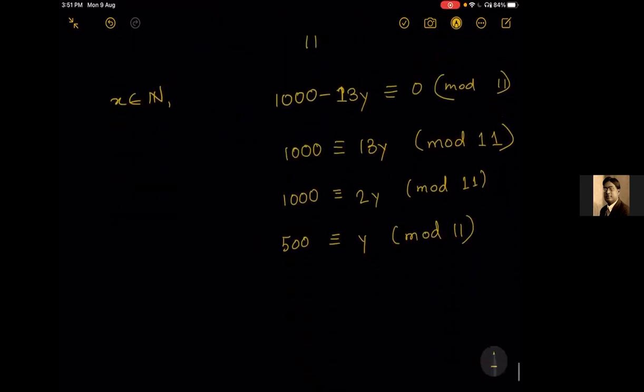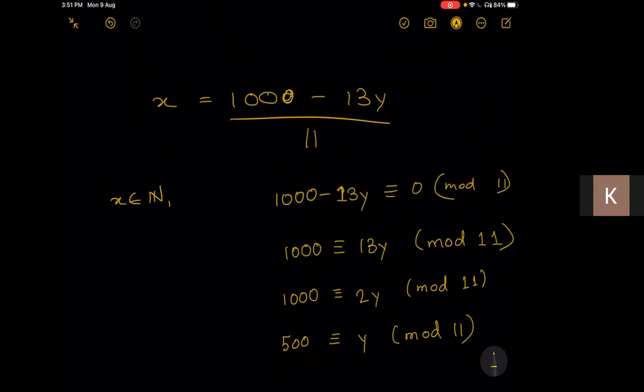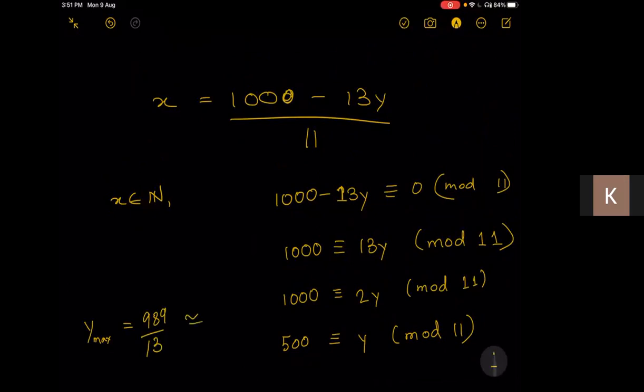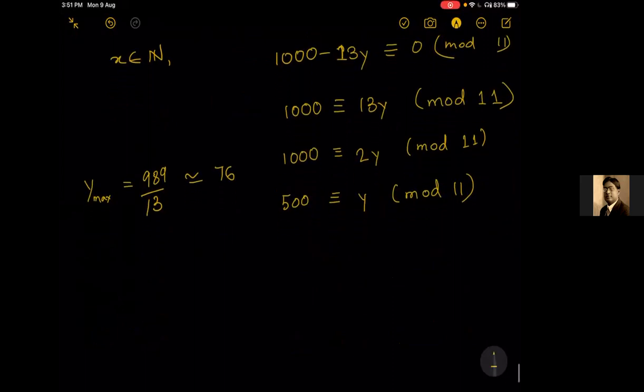So sir, now y's maximum value can be when x is equal to 1. Okay. So what is that y max? So sir, it will be 989 by 13. That is how much approx? Sir, just a minute. Use a calculator. Sir, it is almost 76.